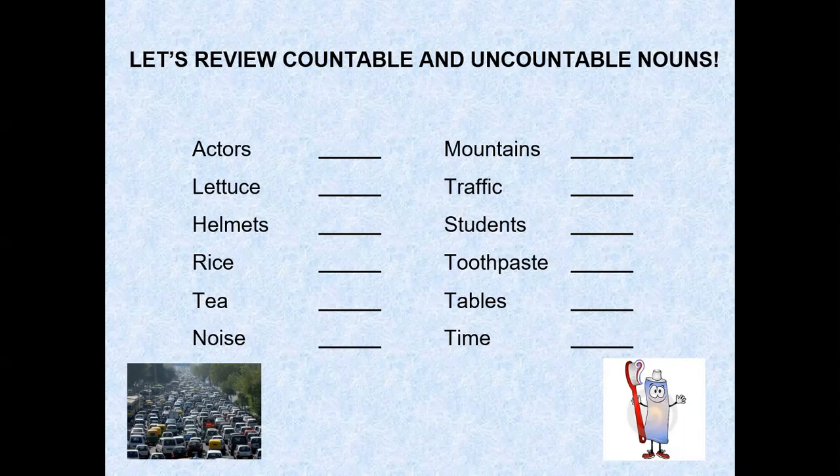So I give you some time to copy these words in your notebook, or wherever you want to, and tell me if these words are countable or uncountable. One tip, remember, countable nouns have a singular form and a plural form. Uncountable nouns never have a plural form.